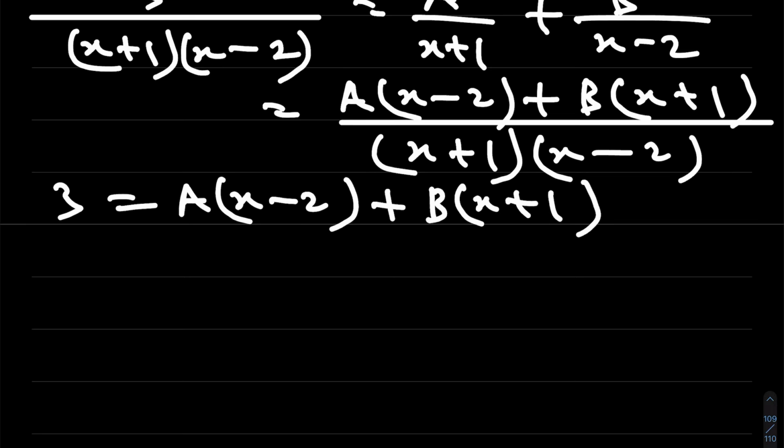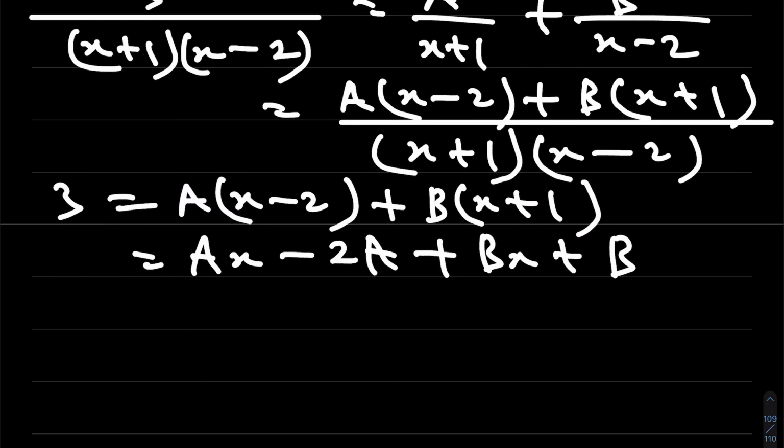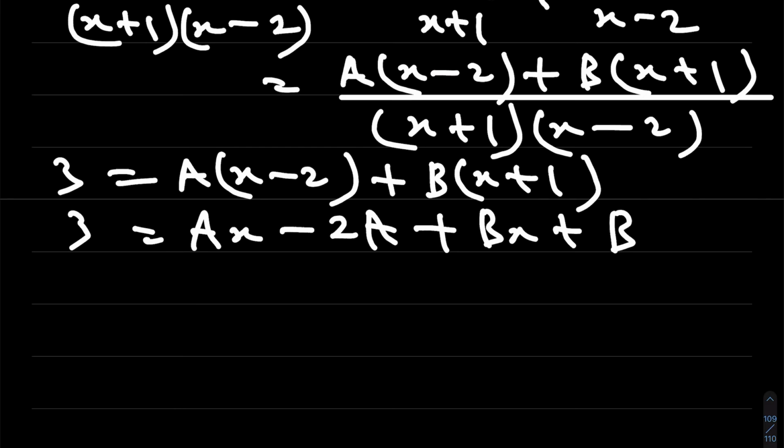Now, I'm not using the cover up method here. I want to open the bracket on the right hand side. When you substitute values for x to eliminate some of your unknowns and find one, then you are using the cover up method. But here I want to use the method of comparing coefficients. So that gives me Ax minus 2A plus Bx plus B. That's what 3 is equal to.